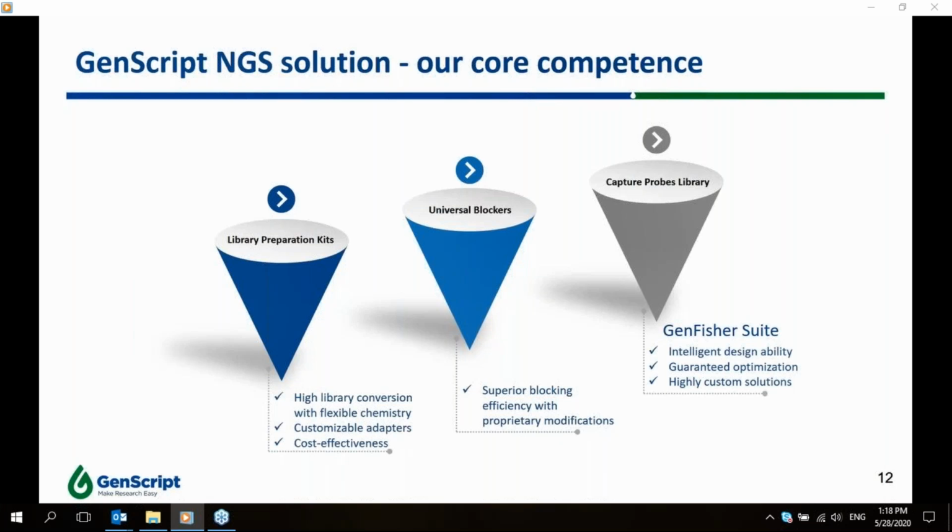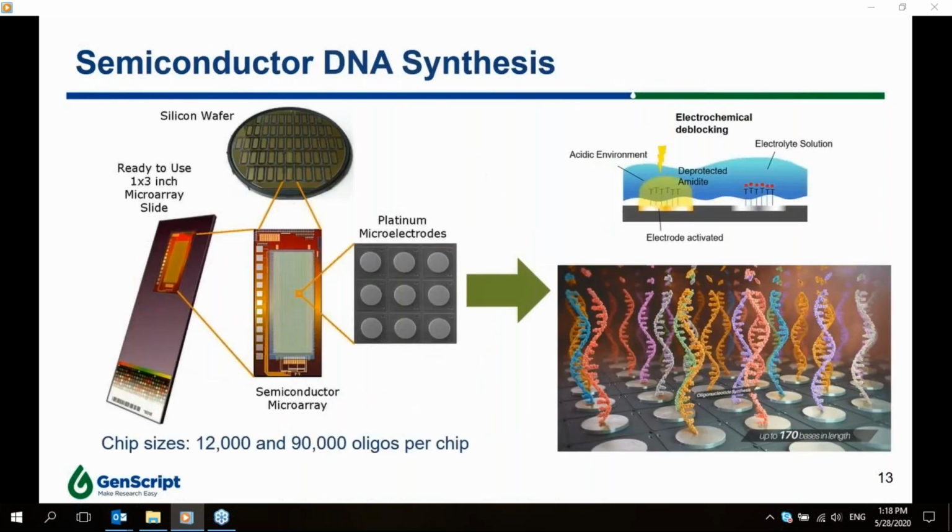And to kick things off, I would like to first introduce the core technology that underlies our hybrid capture solution. We call the GenFisher work suite, which is our NGS hybrid capture workflow. This core technology is GenScript proprietary semiconductor DNA synthesis. This semiconductor technology is very similar to the technology to make computer chips, cell phone chips, and other electronic devices.